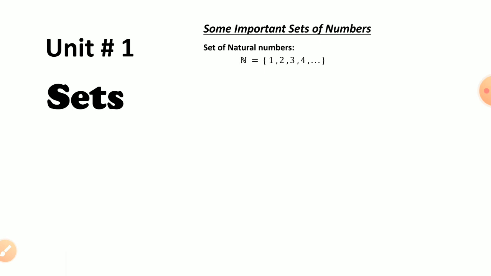Next we have the set of whole numbers. The set of whole numbers is represented by a capital W and it includes 0 and all the counting numbers. The difference between the set of natural numbers and the set of whole numbers is that the set of whole numbers contains 0 in it, while the set of natural numbers does not have 0 in it.